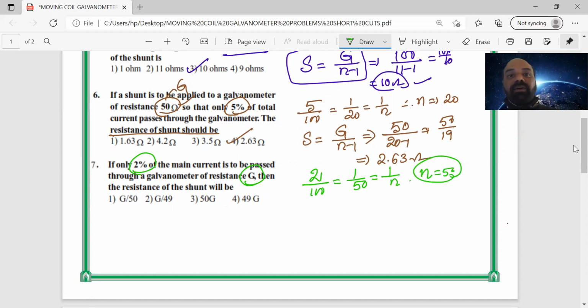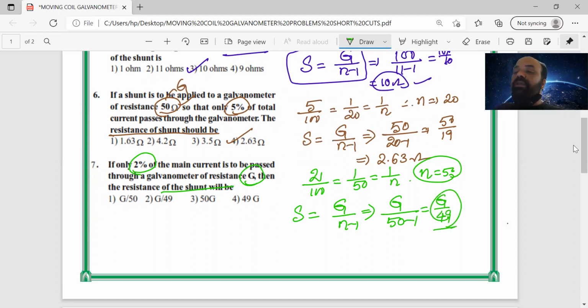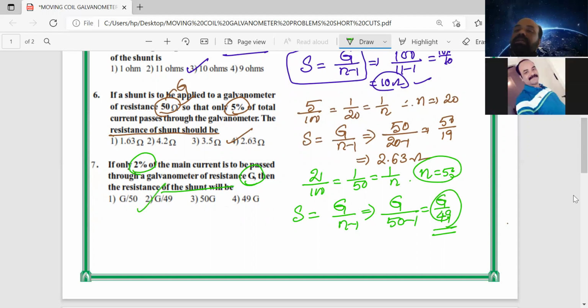So we have the shunt resistance formula, S is equal to G by N minus 1. The G value is given, this is 50 minus 1, it becomes G by 49. So option 2 is the correct answer. Okay guys, this is the way we can do it.